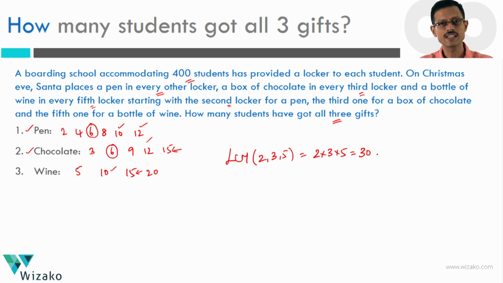Who would have got all the 3 gifts again after 30? Any multiple of 30 will be a multiple of 2, 3 and 5. So 30, 60, 90, and so on and so forth.